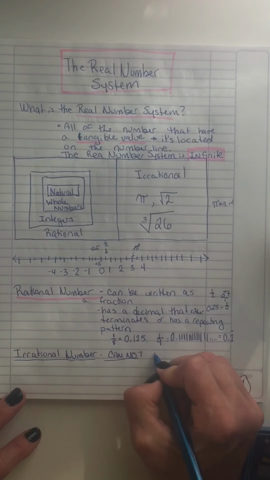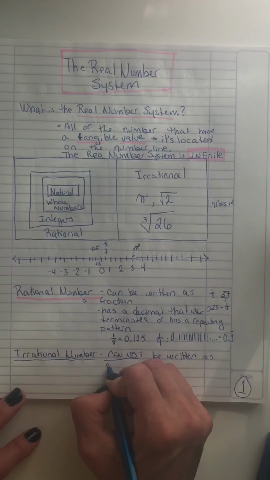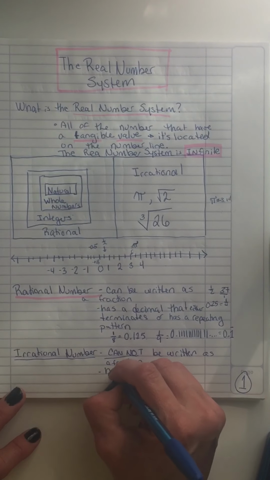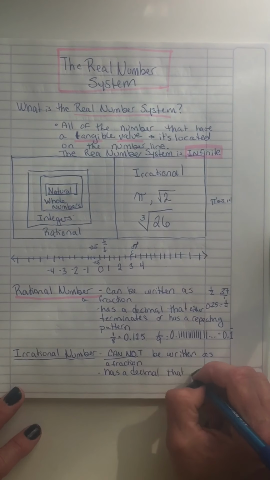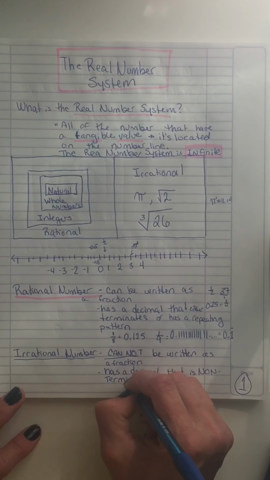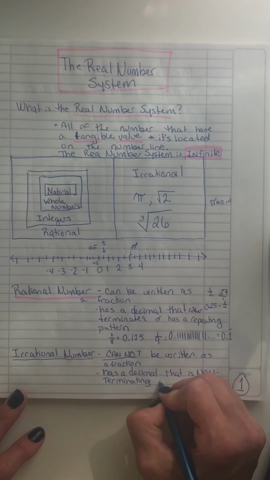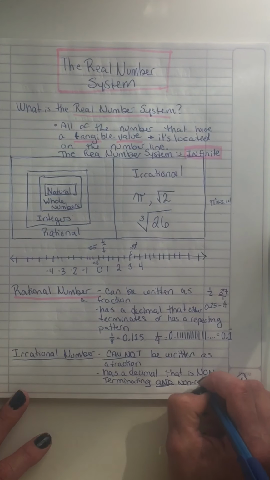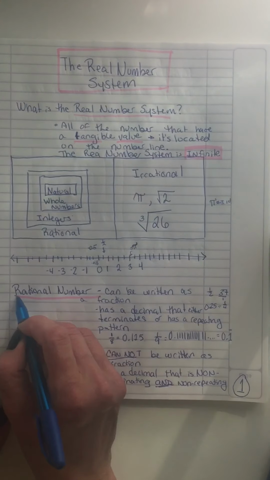Cannot be written as a fraction. And it has a decimal that is non-terminating, meaning it never ends, and non-repeating.